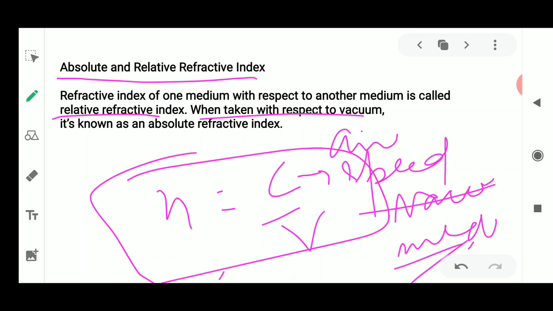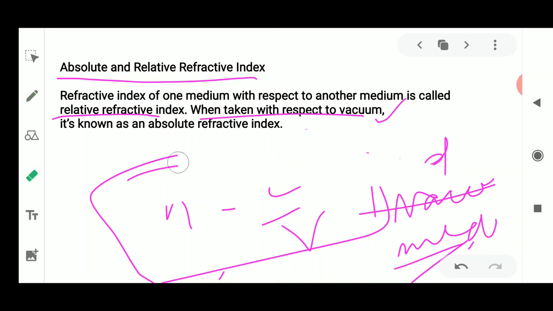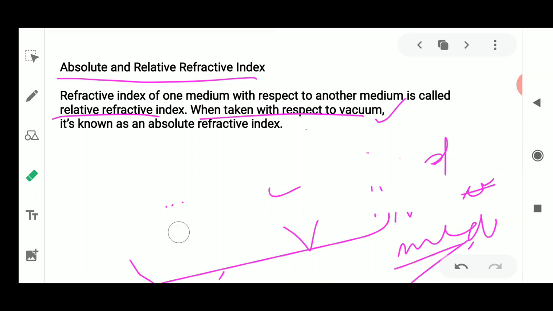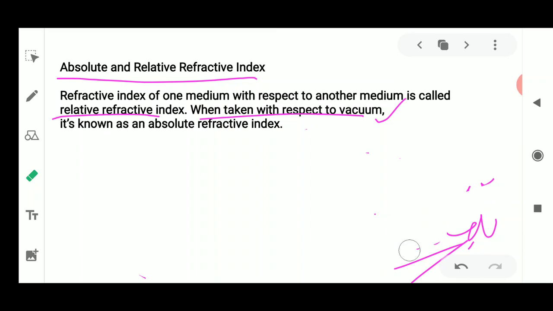We need two mediums to calculate the refractive index, we know that. So when we are calculating the refractive index, if one medium is the vacuum and the other medium might be any medium like glass, air or water, it becomes the absolute refractive index. So this ratio, where the comparison is being done with the speed of light in the vacuum, is known as the absolute refractive index. Okay, so this was about the absolute and the relative refractive index, and I think this is very clear now.